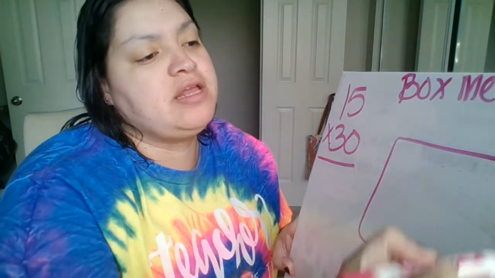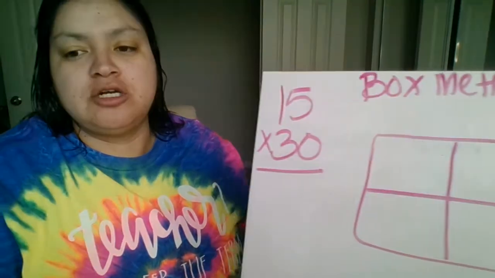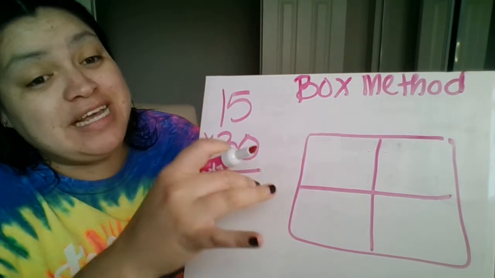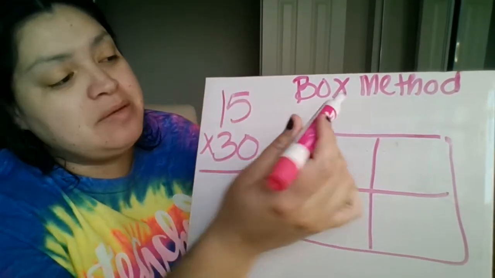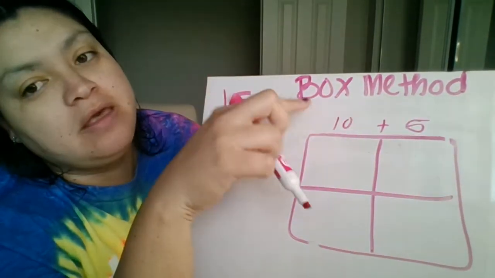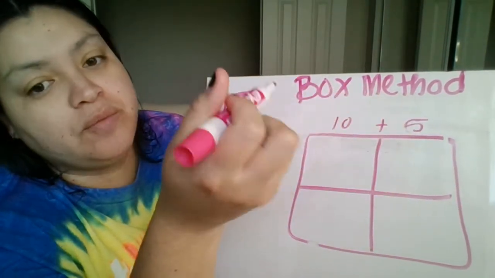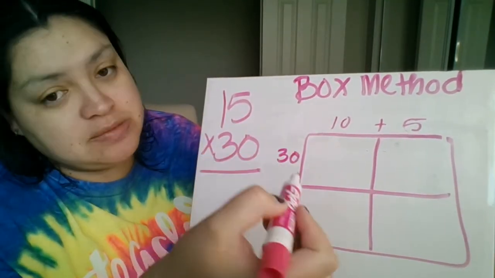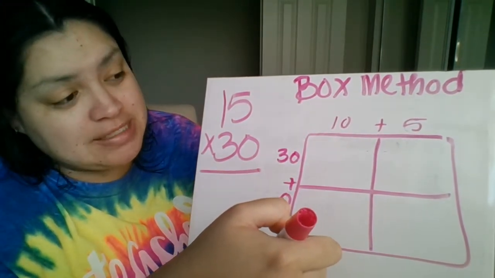So remember, when you're making your box, you don't need to make it super big. There's no reason for that. Make sure I'm in frame here. All right, so remember what you're going to do is break down the numbers according to the place value. I'm going to start with our first number. This is 15, but it's really a 10 plus a 5, right? I have one 10 in the tens place and then a 5 in the ones place. And then I'm going to break down my second number, 30. I have a 3 in the tens place, which makes it 30. And then I have nothing in the ones place, okay?